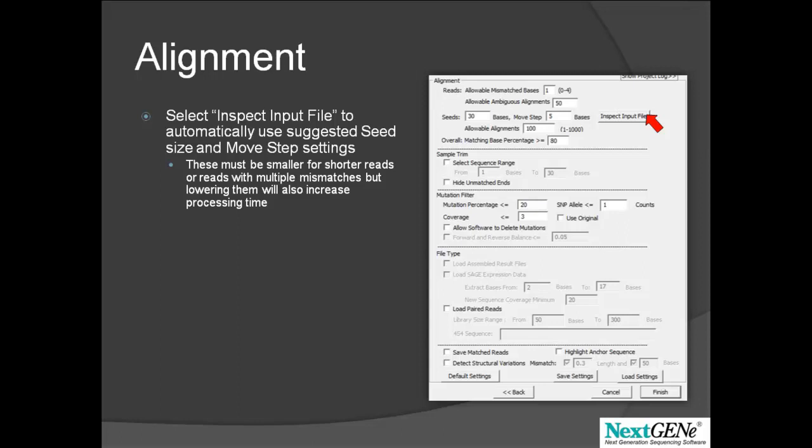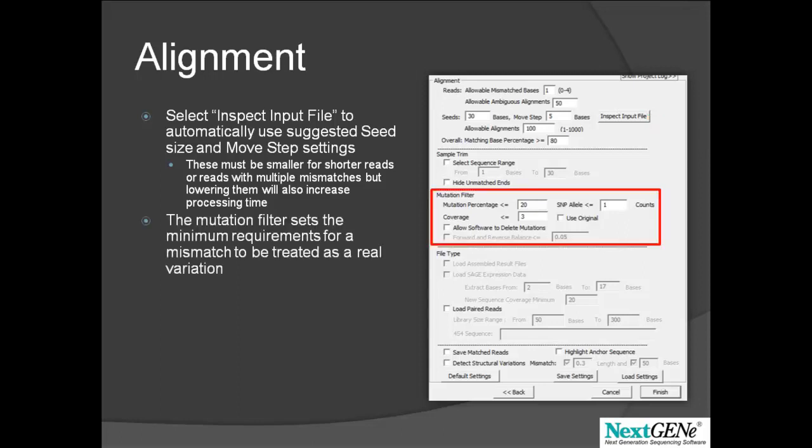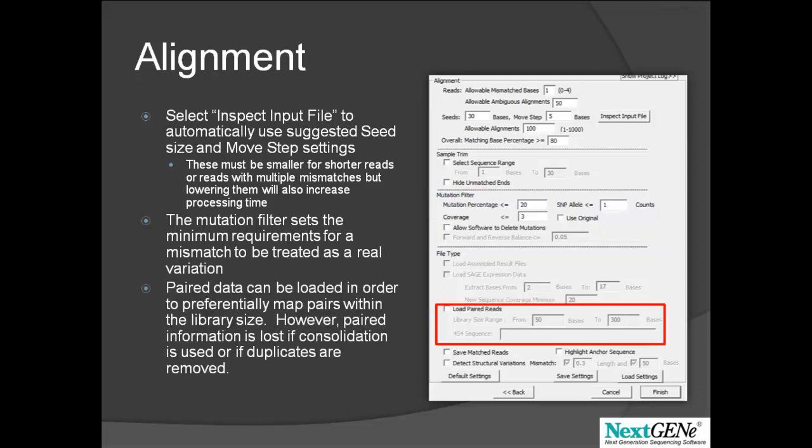At least some percentage of the read, the matching base percentage setting, must match the reference in order for the read to align. The mutation filter sets the minimum requirements for a mismatch to be called as a variant. It must occur in some percentage of reads at that position, the position must have a certain level of coverage, and the variant must appear a certain number of times. Paired data can be loaded so that pairs will preferentially map within the library size. However, paired information is lost if consolidation is used or if duplicate reads are removed.